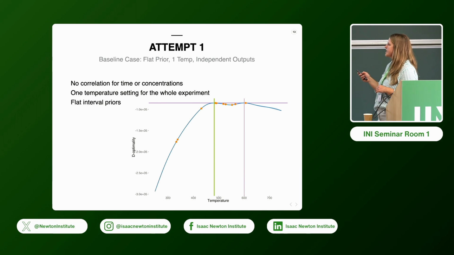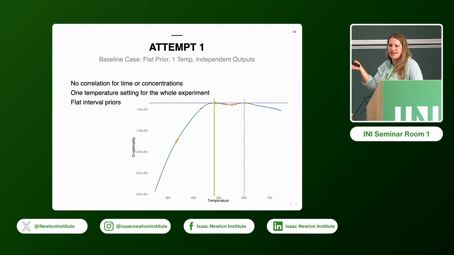And it seems to have identified two temperatures that are optimal. One is around maybe 475, 480, and then one around 600. Those two peaks are about the same height, so both of them are optimal. And that's, of course, when I've done flat priors, and then I was like, what happens if I have something more intelligent or more informative?